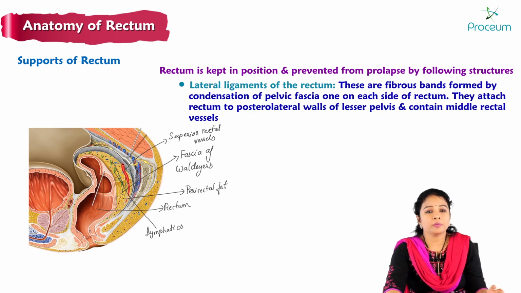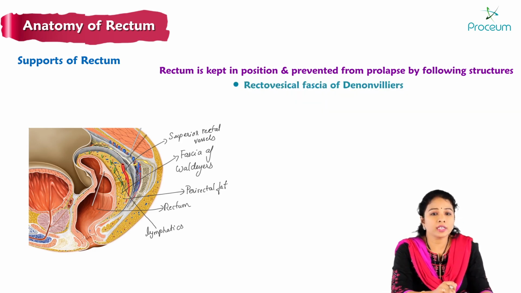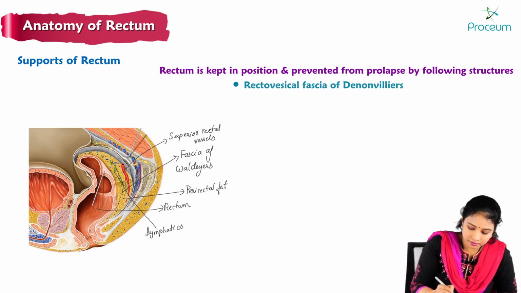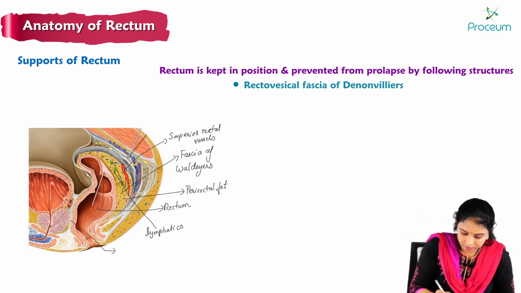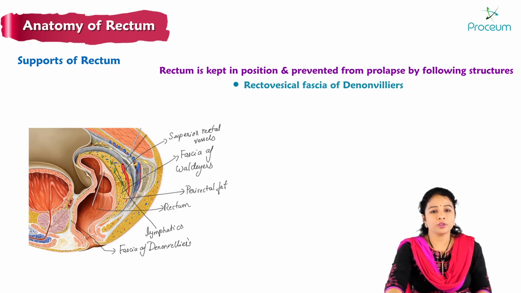These are the fibrous bands formed by the condensation of pelvic fascia on each side of the rectum. So they attach the rectum to the posterolateral walls of the lesser pelvis and contain the middle sacral vessels. Next is the rectovesical fascia of Denonvilliers. So here is the fascia of Denonvilliers.